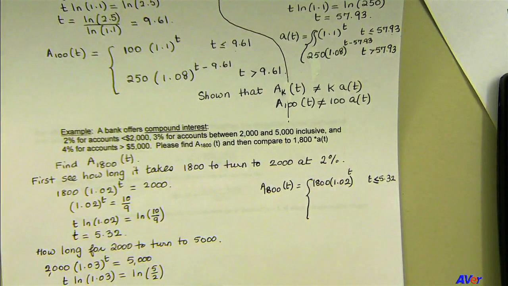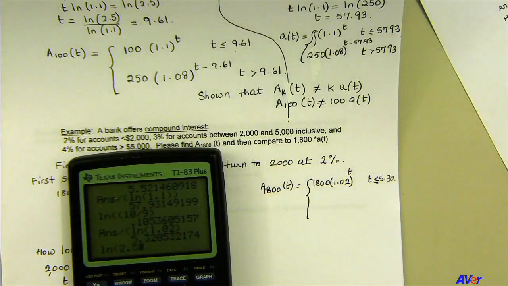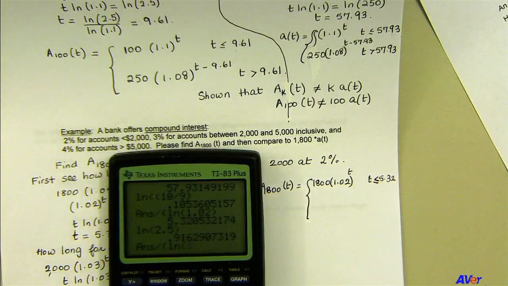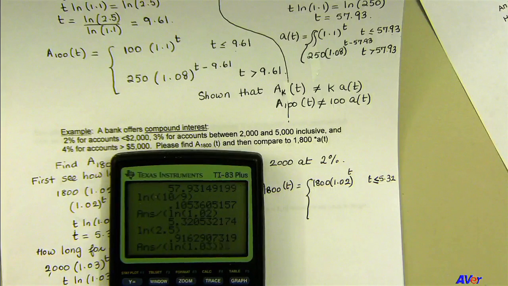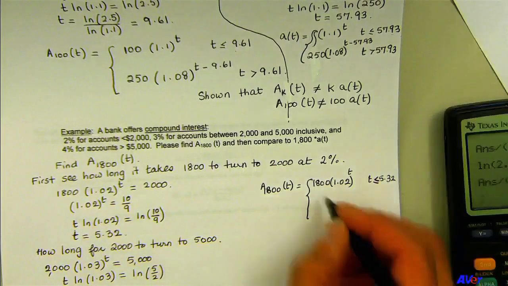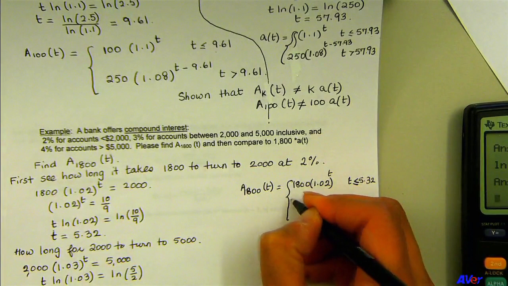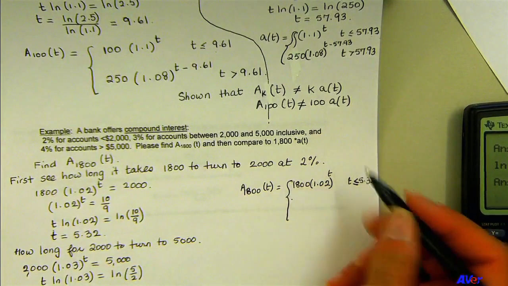So t equals, let's do it, ln of 2.5 divided by ln of 1.03, 30.99. Okay, so let's keep building this function here. What should I put now for this A 1800 of t? What should go here?